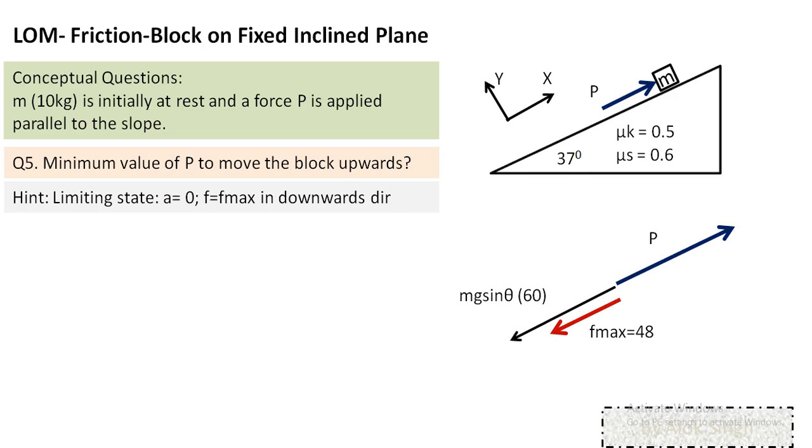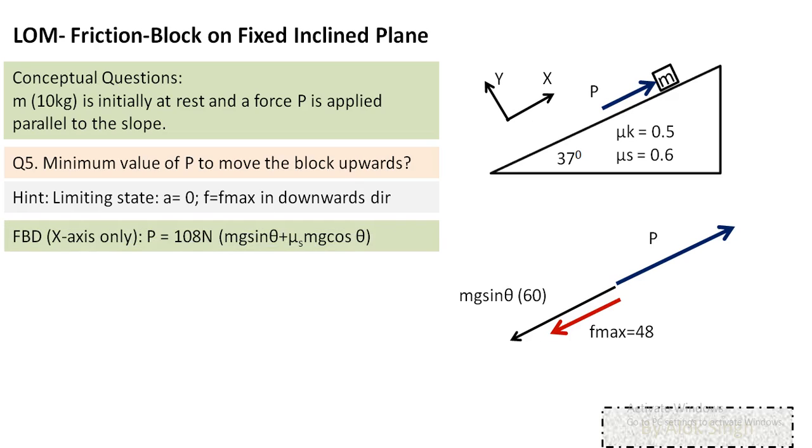So, what is the FBD in x direction? Mg sin theta, 60 Newtons, downward direction, and P is acting up the slope. Now, we can apply the condition a is equal to 0. Hence, using the FBD in x direction only, we find the value of P has to be equal to 108 Newton, which is equal to mg sin theta plus mu s into mg cos theta. That's the minimum force we need to apply in the upward direction to make the block move.